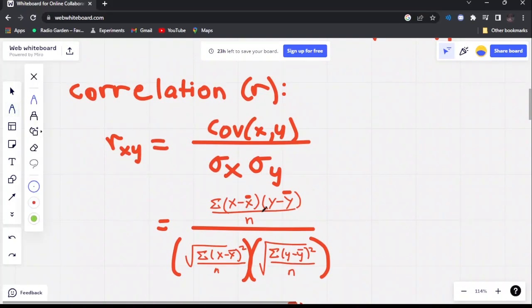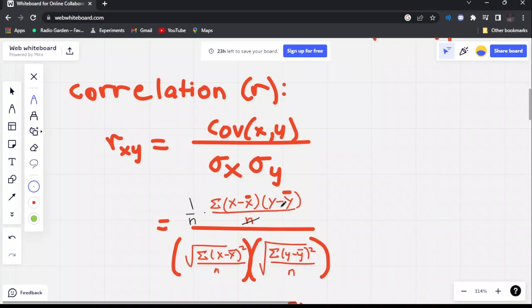Next step is to cancel out n. So how do we do that? We first need to separate n in this term. So we separate n here, we get that out, so we would put 1 over n here. So 1 over n times the summation of x minus x bar times y minus y bar. Next, we go to the denominator.